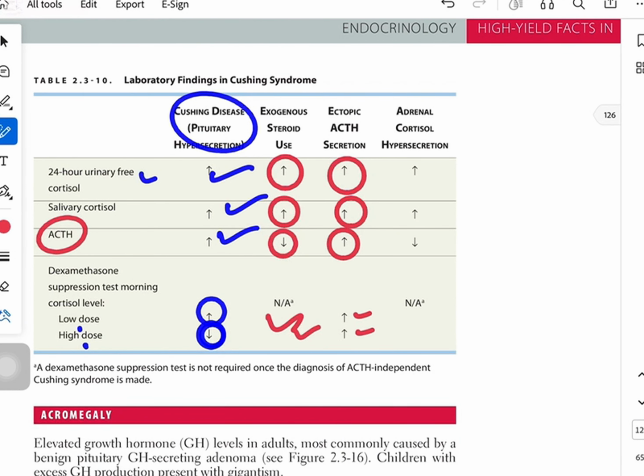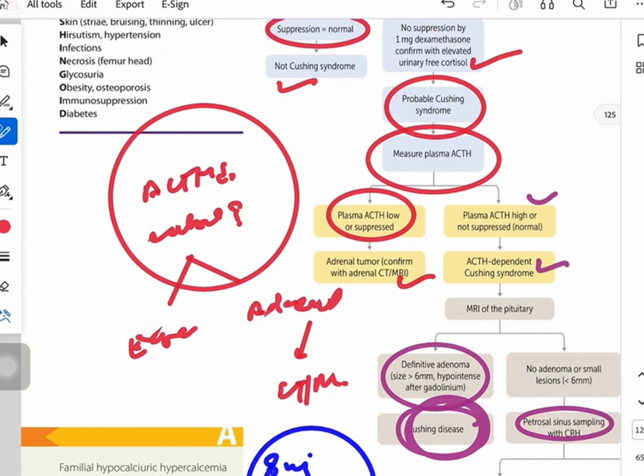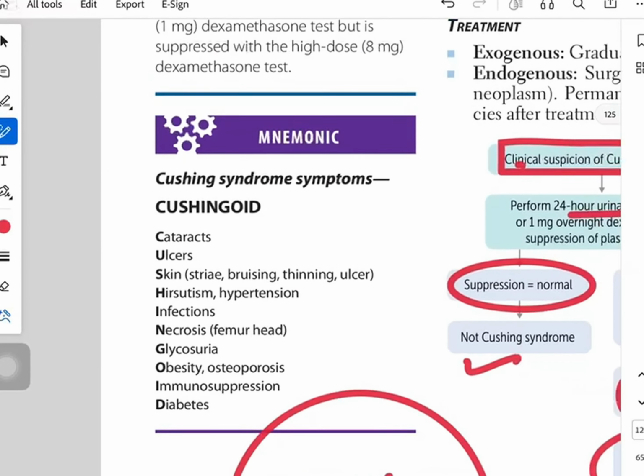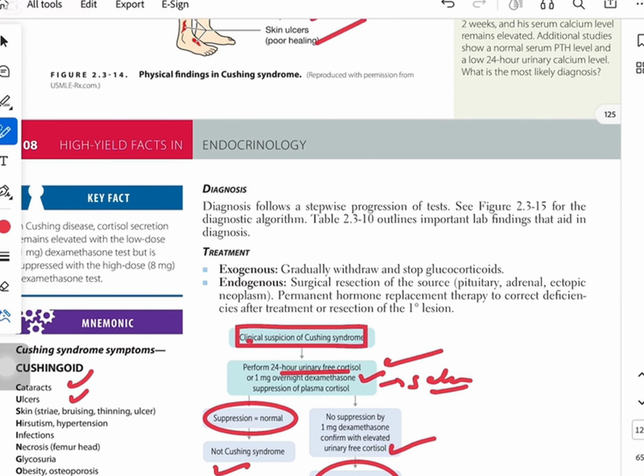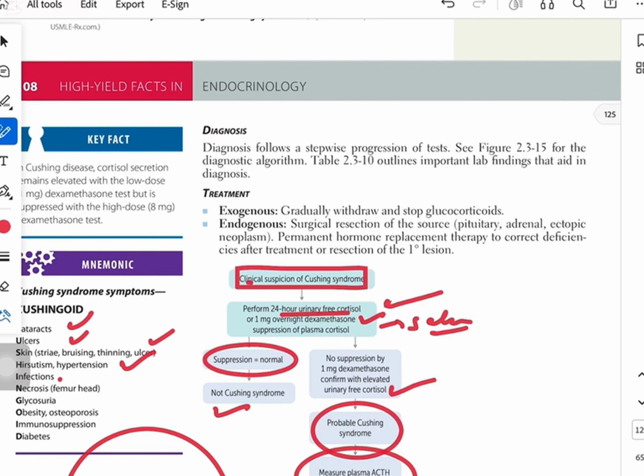If the person has adrenal cortical hypersecretion, 24-hour urinary cortisol is high, cortisol is high, ACTH will be low, because this is ACTH independent Cushing syndrome. Other than that, here I mentioned what we will see in a patient with Cushing syndrome: cataract, ulcers, skin bruises, hirsutism, and infection, because of low immunity. A high level of cortisol will depress your immune system, that's why we see recurrent episodes of infection. Also high level of glucose, which can lead to diabetes mellitus, and the glucose goes into the urine, leading to glycosuria. It can also lead to osteoporosis, immunosuppression and diabetes.